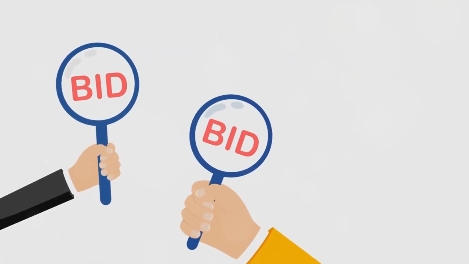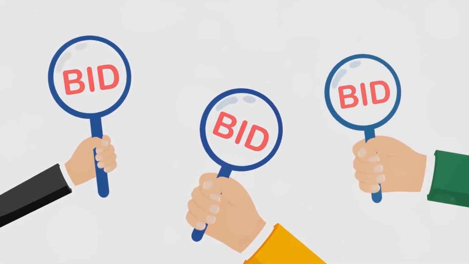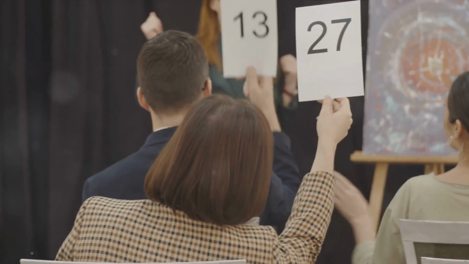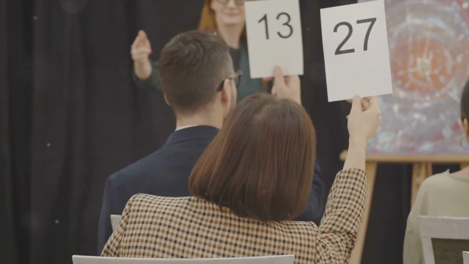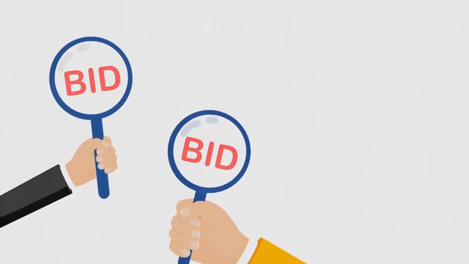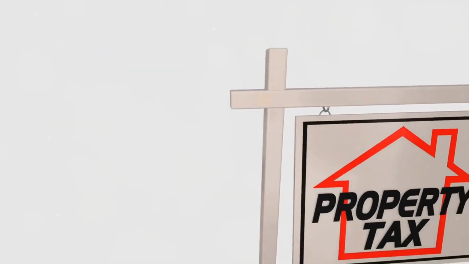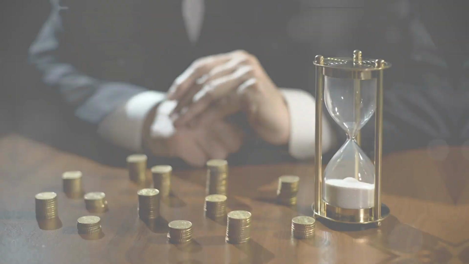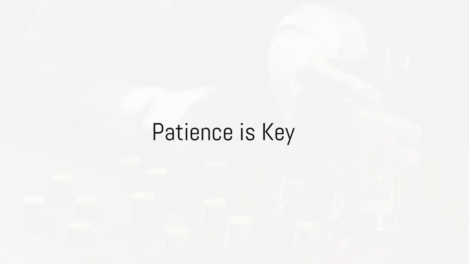Bidders compete for tax liens, but it's not like a typical auction where the highest bid wins. Instead, the winner is often the investor willing to accept the lowest interest rate. This rate is what the property owner will have to pay on top of their owed taxes when they eventually reclaim their property. Step 4 is about patience.